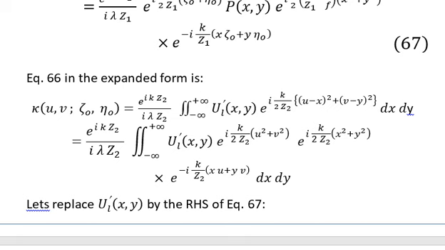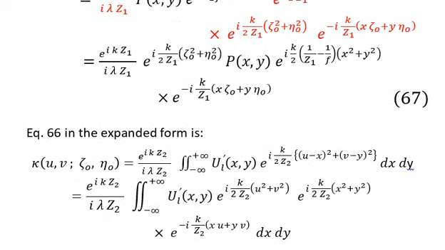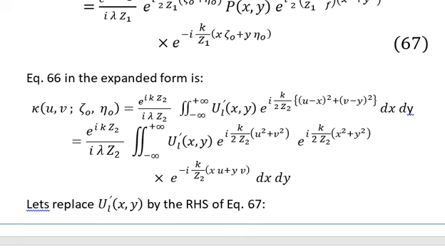But you know that in equation 66, before we make the substitution of u_l prime as a function of x comma y, we want to expand the exponential, that is e to the power iota k over 2 z2, and within the curly bracket we have (u minus x) whole square plus (v minus y) whole square. We want to expand this one, and then we want to attain the expanded form of equation number 67 over here.